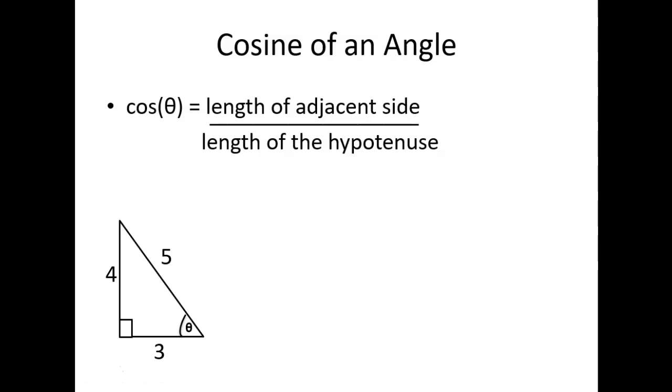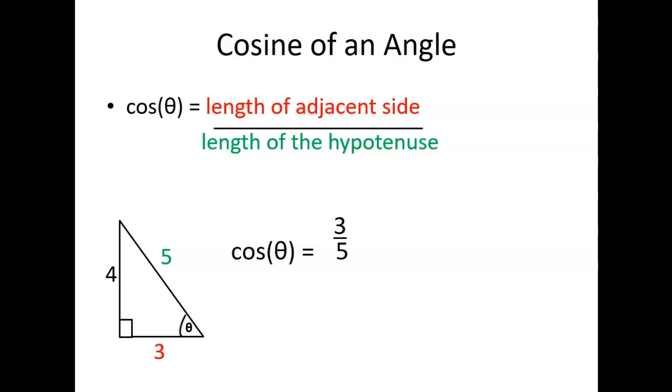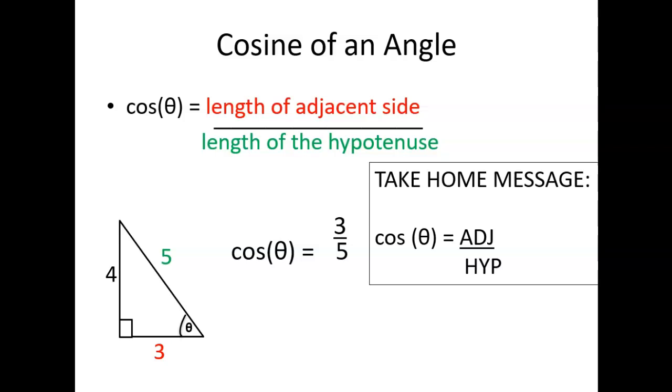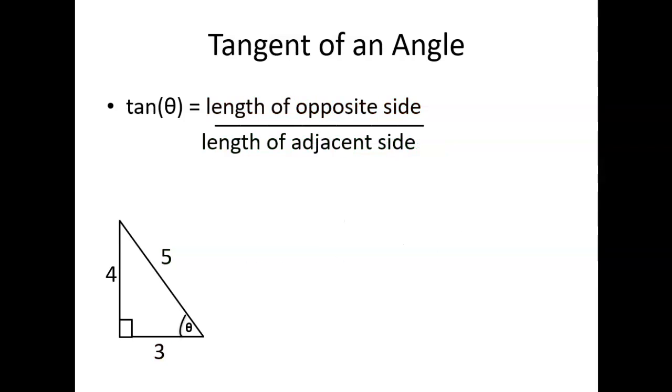Okay, so the cosine of an angle, or cos theta, we have the length of the adjacent side and length of the hypotenuse. So cos theta is equal to 3, the length of the adjacent side, which you can see is highlighted in red, over the length of the hypotenuse. So your take-home message is cos theta is equal to adjacent over hypotenuse. Okay, so you need to have this down. First of all, you need to be able to label your sides opposite, adjacent, and hypotenuse, and also know how your trig ratios work.